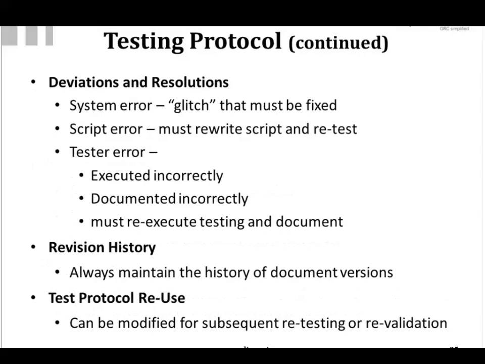There are three types of deviations that could result. It could be a system error, which is the most serious, where there's an actual glitch in the system or some kind of code error that has to be fixed. So when you are testing, if you come across a deviation that appears to be something related to the software, testing has to stop, and then you have to resolve that deviation before you can resume testing. Because of the change, you may also have to do some additional testing of things you've already tested to make sure the fix didn't interfere with other code.